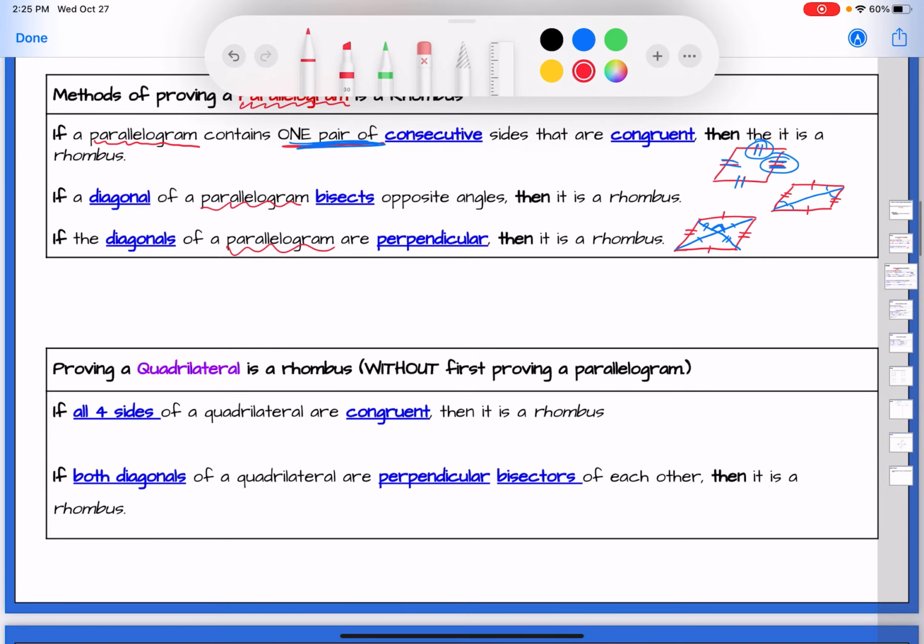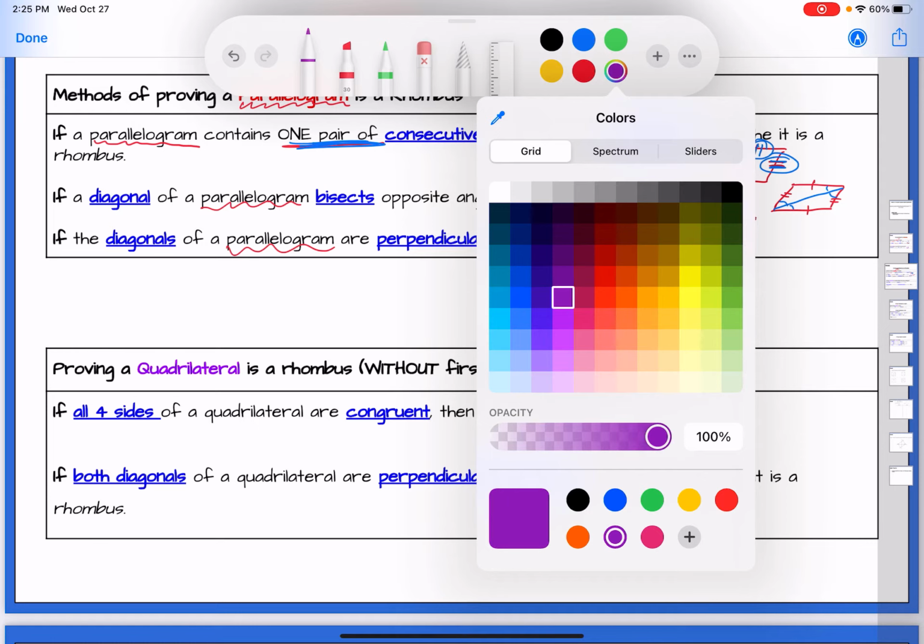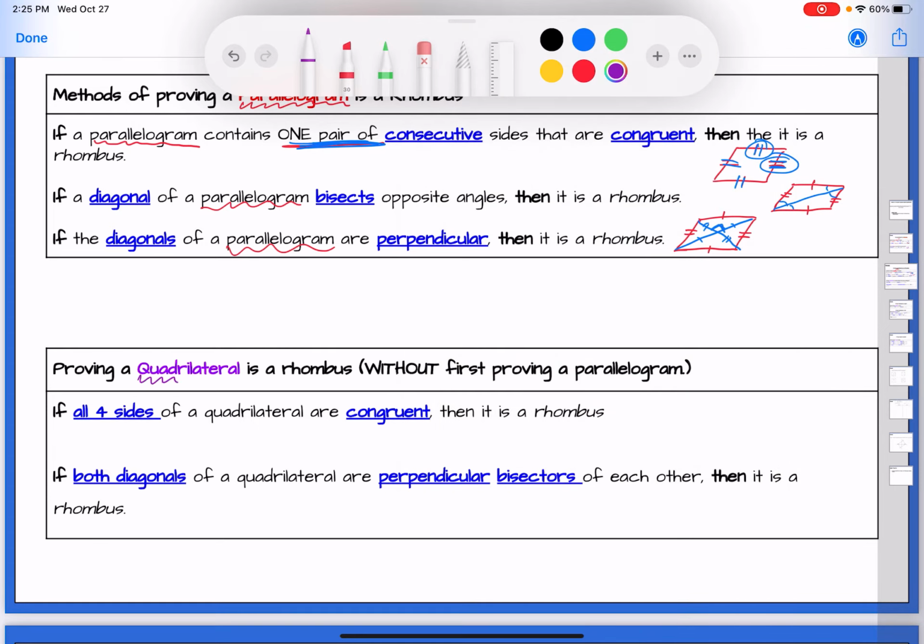So what if I don't know it's a parallelogram? What if I just have a plain old quadrilateral, just 4 sides, right? What is it that's going to make it a rhombus? Well, the most defining factor is that these 4 sides are all congruent. That's what makes something a rhombus. So if I can prove that it has 4 sides and all sides are congruent, there's nothing else it could be. There are no other equilateral quadrilaterals out there, right? So it's got to be a rhombus.